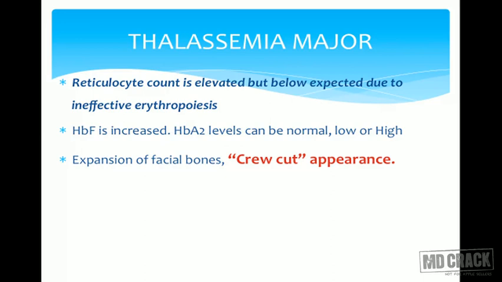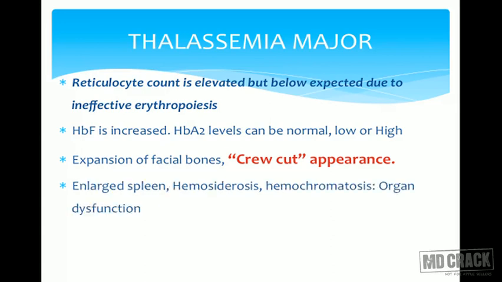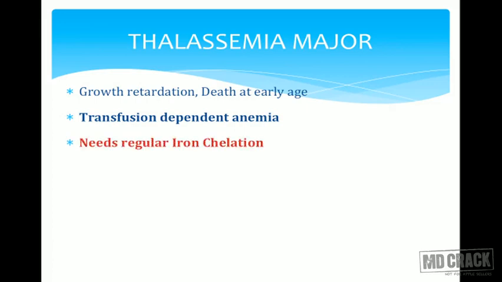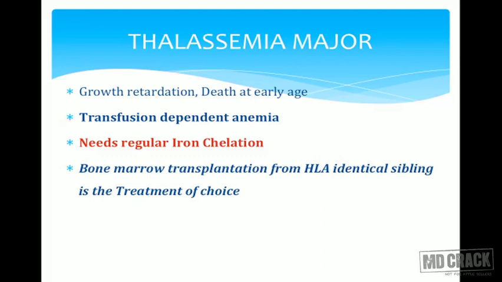What is more important is the X-ray finding of a crew cut or hair-on-end appearance, especially over the facial bones. Examine these patients for hepatomegaly and splenomegaly, and look for hemosiderosis. Sometimes even hemochromatosis can occur, which will cause organ dysfunction. The patient can have growth retardation, and death can occur if you don't treat. Most of the time these are transfusion dependent patients, and whenever they are transfusion dependent, remember they have to be treated with iron chelation, otherwise they will develop a grave complication, that is hemochromatosis.